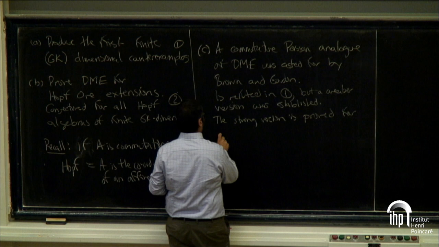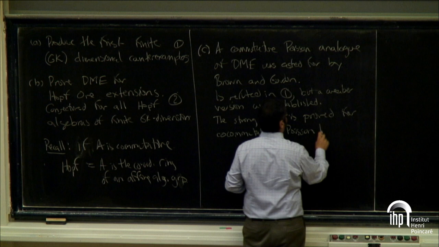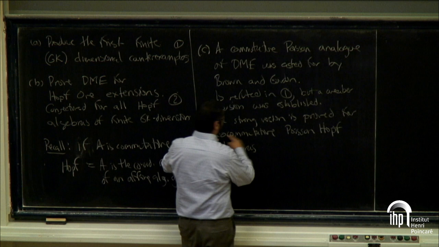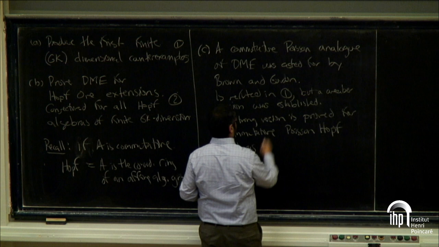So the analog of this conjecture that for Hopf algebras the DMA should be true is proved in the Poisson analog, except with this additional assumption that the Hopf structure is co-commutative. So everything on this part C is commutative, but you ask that the Hopf structure is co-commutative, so the algebraic group is abelian. And in that case, the DME is established, and that's in paper 4.